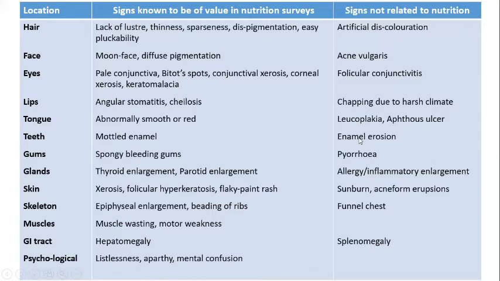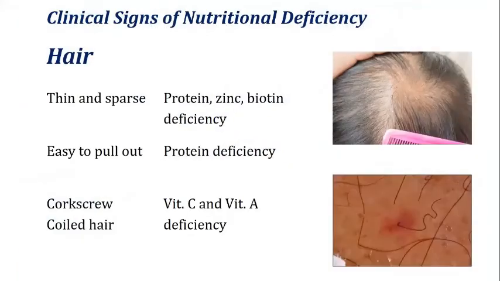Okay, then we will discuss a few clinical signs of nutritional deficiency. Here you can see thin, tiny, and sparse hair. This can be in relation to protein, zinc, or biotin deficiency. Okay, then easily pluckability, or hair that is easily pulled out, may be related to protein deficiency, and corkscrew coiled hair.